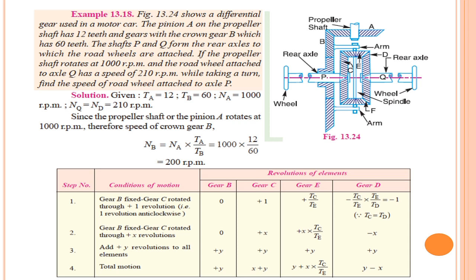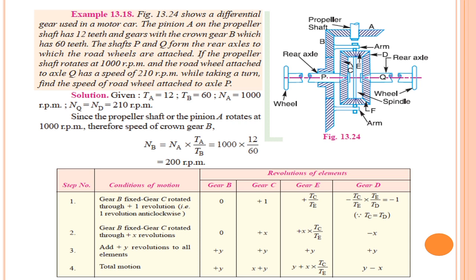Second, the shafts P and Q are the rear axle to which road wheels are mounted. If the propeller shaft rotates with 1000 rpm, first condition, that means NA is 1000 rpm. From that you can calculate NB by the speed ratio. If the driver is gear A and the driven is gear B, therefore NA upon NB is equal to TB upon TA. From that NB is equal to NA into TA upon TB. You can find out NB because the teeth TA and TB are known. And the second road wheel attached to axle Q has a speed of 210 rpm. That means gear D has a speed of 210 rpm. This is the second condition.